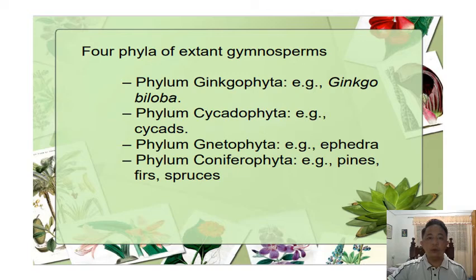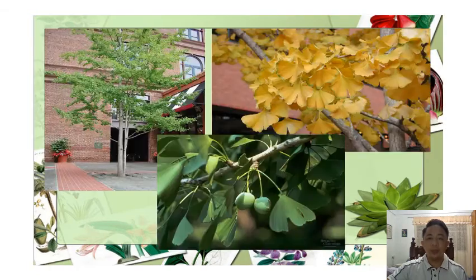Now, there are 4 phyla of extant gymnosperms. So your gymnosperms evolved into different phyla. We have your phylum Ginkgophyta, an example is your Ginkgo biloba. Then we have your phylum Cycadophyta, an example is the cycads. Then we have your phylum Gnetophyta, an example is the Ephedra. And the phylum Coniferophyta, the examples are your pine trees, firs, and spruces.